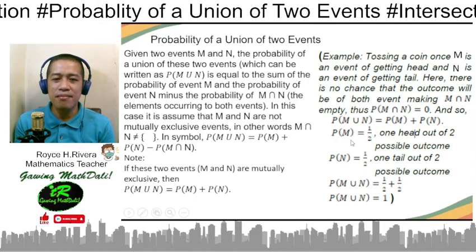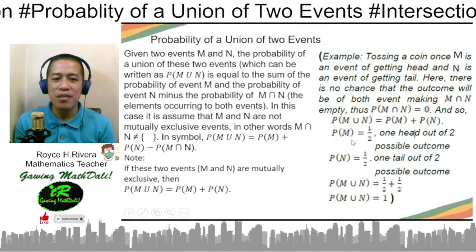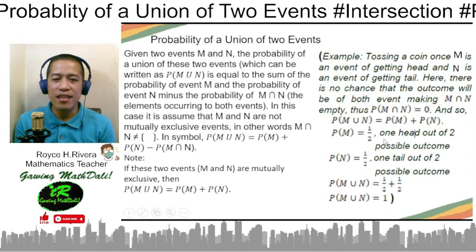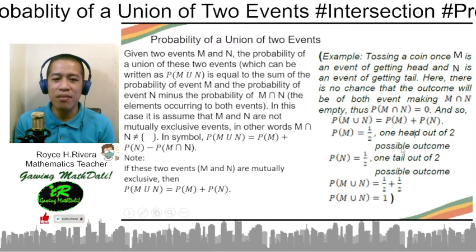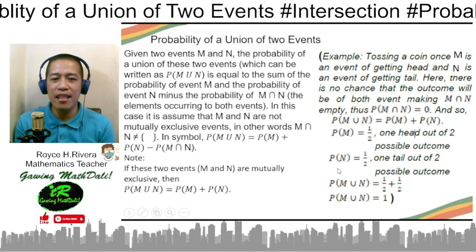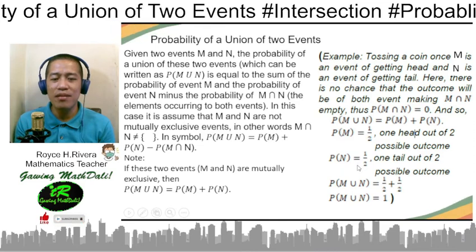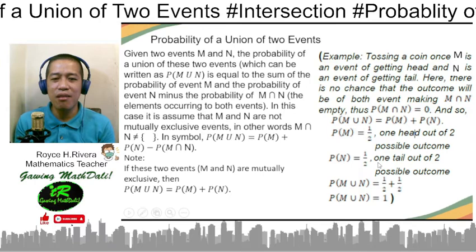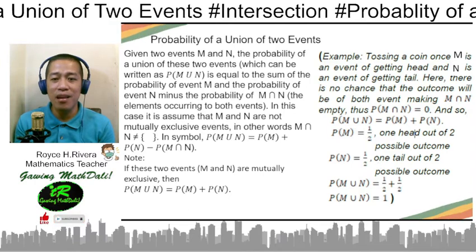Hence, P of M is equal to 1 over 2, since one head out of two possible outcomes. And P of N is equal to 1 over 2, since one tail out of two possible outcomes.